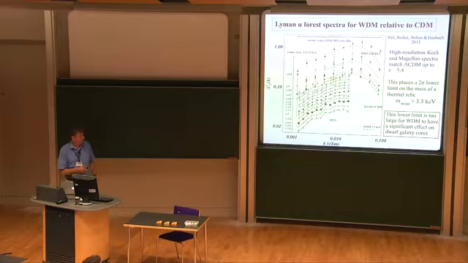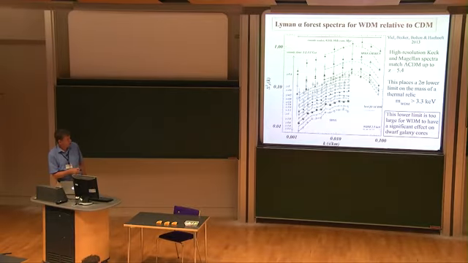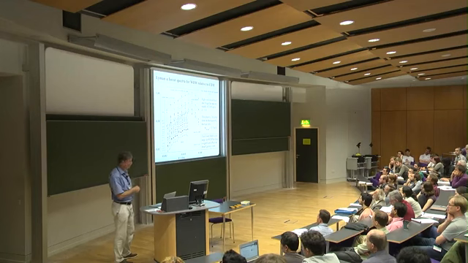So the result from the work here, this is work by Viel, Becker, Bolton, Haehnelt this year. Here are the Sloan data. Here are the high-resolution data. And here are the predictions for a 2.5 keV thermal relic. What you can see is it's substantially under-predicting the effects you see at the highest redshifts and at the smallest scales. So the claim here is that they have a 2 sigma lower limit on the mass of the warm dark matter particle, if it's a thermal relic, of 3.3 keV.